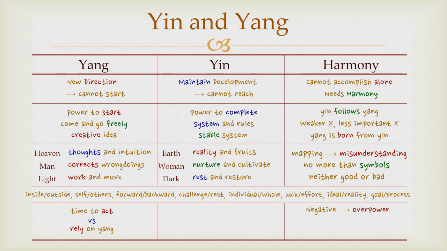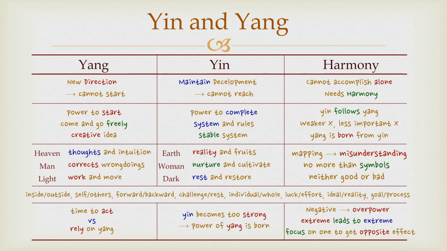In the theory of I Ching, we often say that an extreme leads to another extreme. If the energy of yang becomes too strong, the power of yin will appear, and if the energy of yin becomes too strong, the power of yang will be born. By concentrating on one aspect, you may end up getting the opposite effect, and by pursuing one extreme, you may end up enriching the ground on which another extreme may be born.